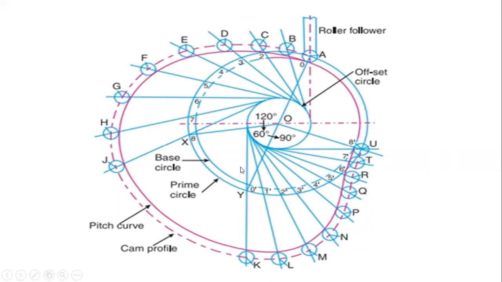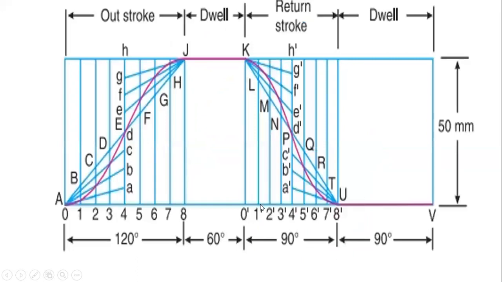So the return stroke is divided into 90 degrees position, and divide the 90 degrees position also into 8 number of equal parts. The divided equal parts are then taken from the displacement diagram length, that is 1 dash to L, 2 dash to M, 3 dash to N, 4 dash to P, 5 dash to Q, 6 dash to R, and 7 dash to T. So these are all the points you have to take as the length.